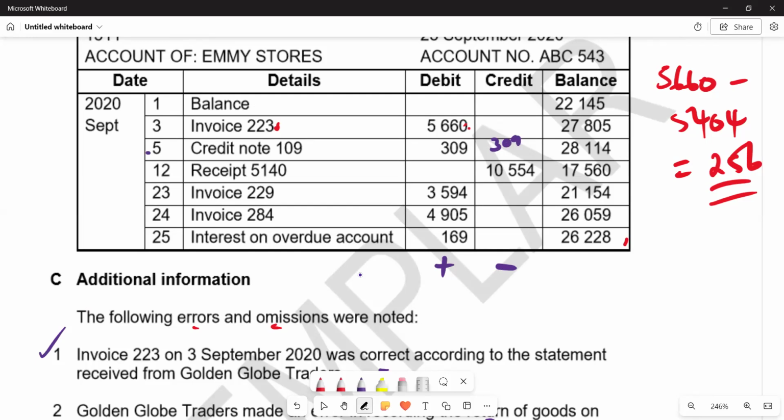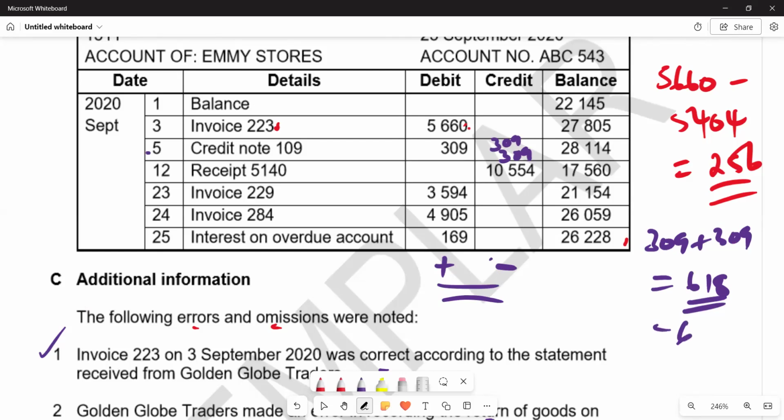Then we enter the correct figure now, which is supposed to be on the credit side. So we're going to enter 309 twice. Basically, we are saying 309 plus 309 on the credit. Then we are going to have a total of 618, so we are going to put 618 on the credit. But remember, when we're entering on the credit, it should indicate it as a negative in the reconciliation. So we are taking it as negative 618. So that's how we are going to correct it.